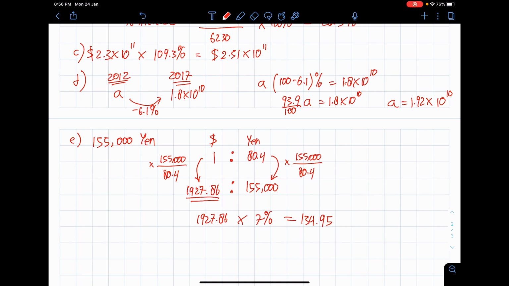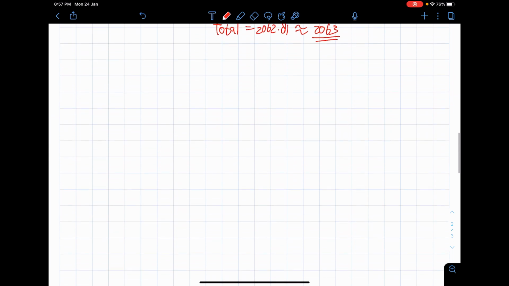But then the question is asking you to find out the total amount that she actually spent on the camera, including the GST. So to speak, take this number, add it with the 1927. You add everything together, you're going to get a total of 2062.81. To the nearest dollar, it's 2063. We have to spell the number correctly. Anyway, that should be it for the question about money.